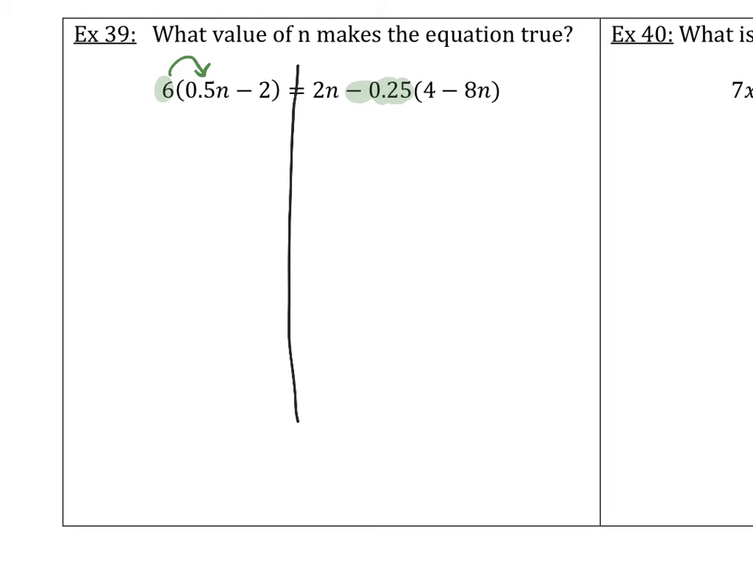6 times 0.5? 6 times 0.5n is 3n. Very good. And then I'm also going to do 6 times negative 2. What's 6 times negative 2? It's negative 6. Should be negative 12. Oh, negative 12. Okay.